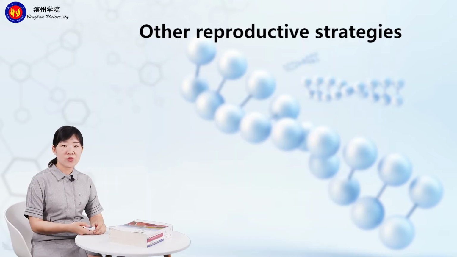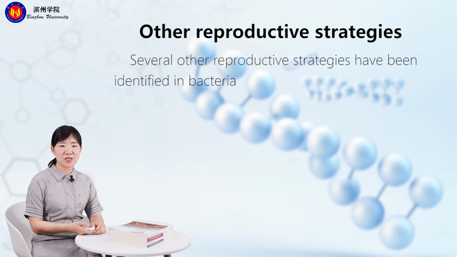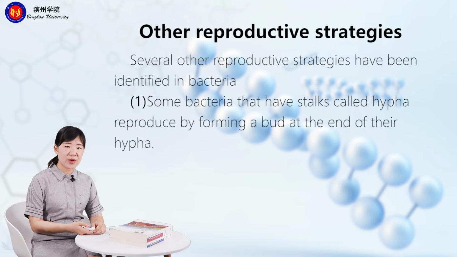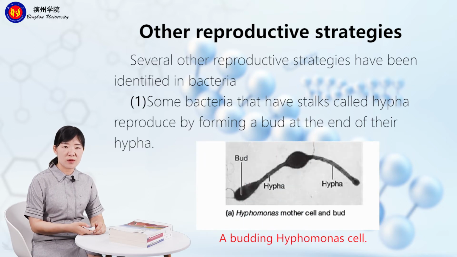There are also other reproductive strategies. Several other reproductive strategies have been identified in bacteria. Some bacteria that have stalks, called hyphae, reproduce by forming a bud at the end of their hypha. See the picture. It's a budding Hyphomonas cell.